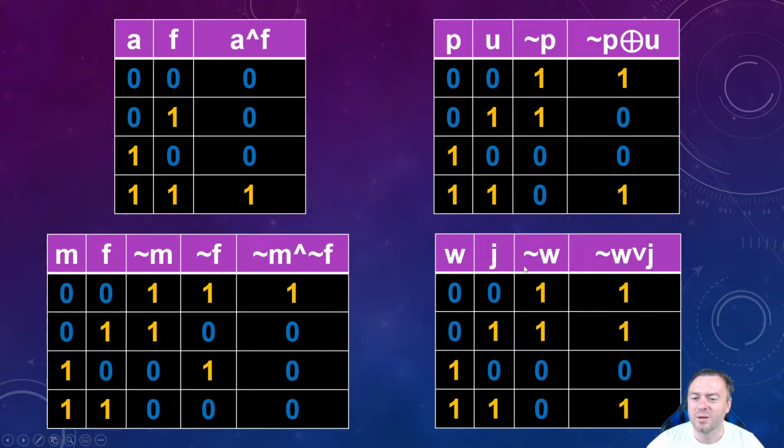Next one here, we've got W and J, not W, or J. So again, we write the Ws and Js as the inputs. So we go 0, 0, 0, 1, 1, 0, 1, 1. Not W becomes 1, 1, 0, 0. Not W or J. So if we look through here, we're looking anytime there's a 1 at all. So there's a 1, so that becomes a 1. 1, 1 becomes a 1. 0, 0 has no 1s, so that's the unique case. So straight away that becomes a 0. And then 1, 0 becomes a 1. Hopefully you've picked up on how that all works now.